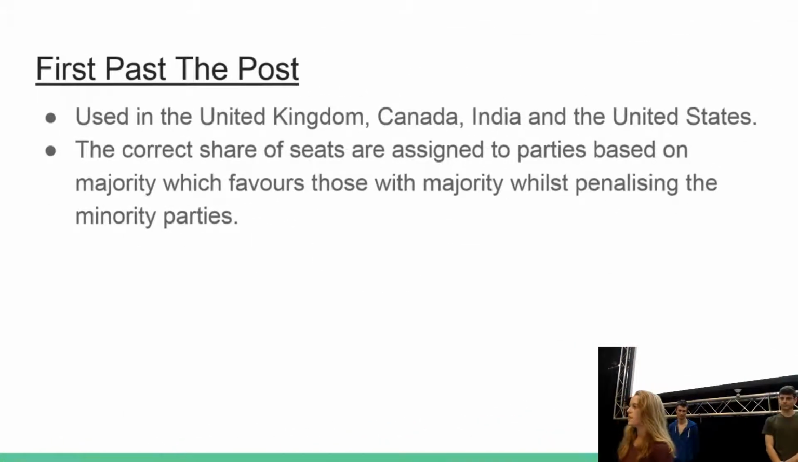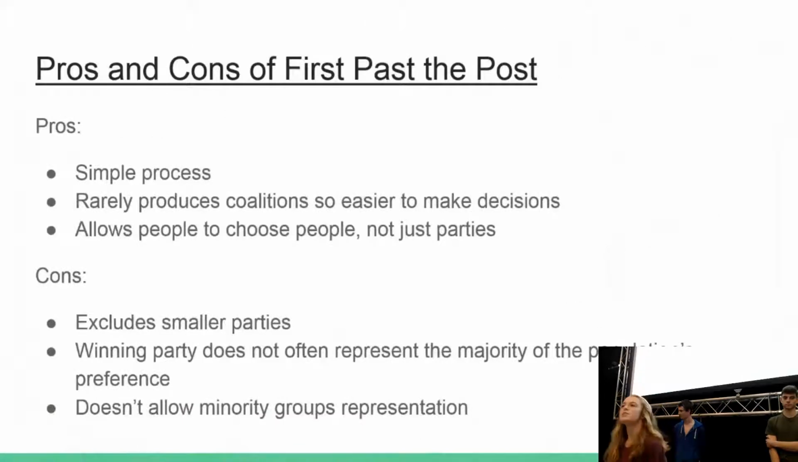First past the post is the voting system used in the UK, Canada, India, and the US. It aims to create a manufactured majority to assign the correct share of seats based off this majority. This, in theory, creates a parliament that gives the favoured party overall majority whilst penalising minority parties. First past the post is a fairly simple process, however it does exclude the smaller parties.